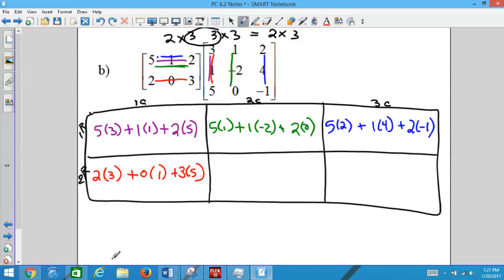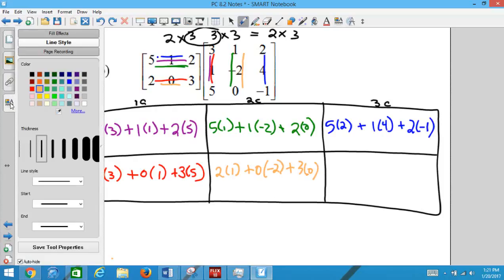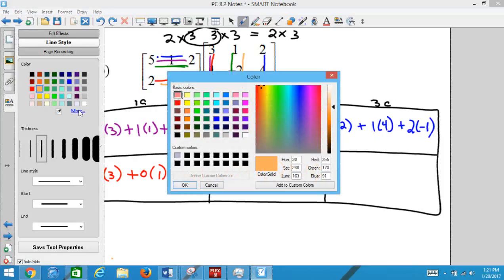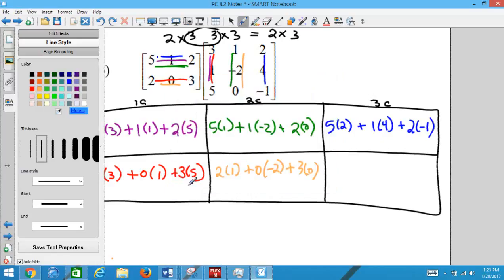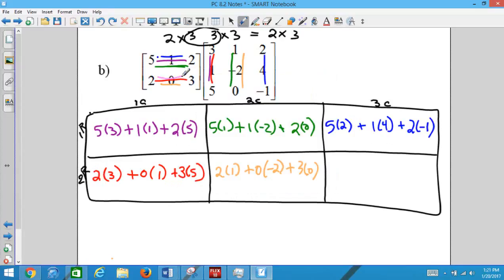Then I'm going to do second row, second column. So I'm kind of distributing. I'm doing the second row with each column. Second row, second column. So 2 times 1 plus 0 times -2 plus 3 times 0. And then I'll do second row, third column. 2 times 2 plus 0 times 4 plus 3 times -1.